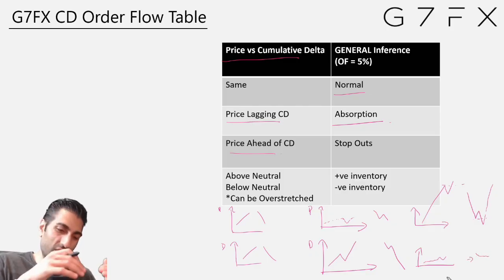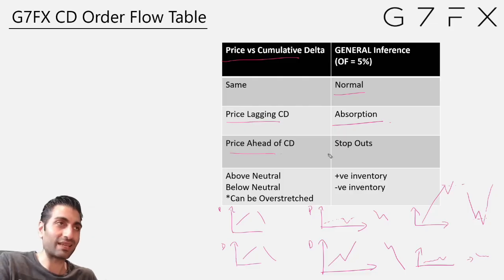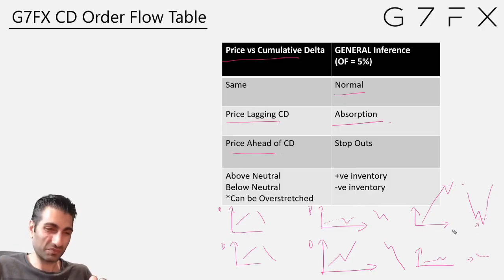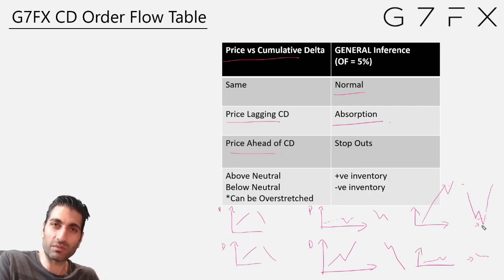Can you see that delta is just kind of lagging? So price is ahead, as in price is moving more than delta, and what that's likely to be is just some stops, because the market's not interested, for example, in going down, so you don't have the participation. The only volume there is really people getting stopped out. So hopefully this is useful.